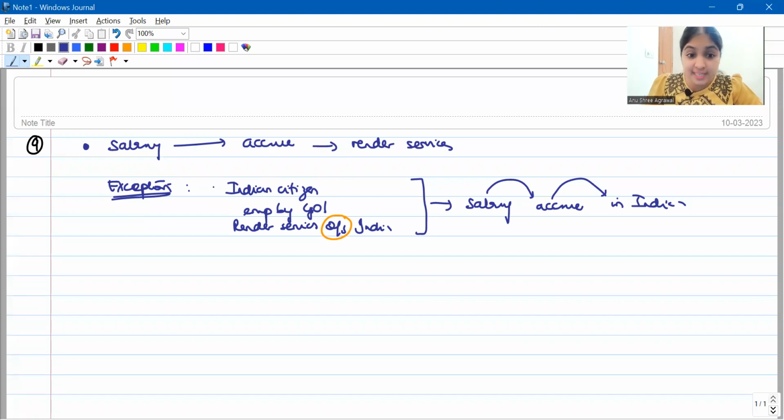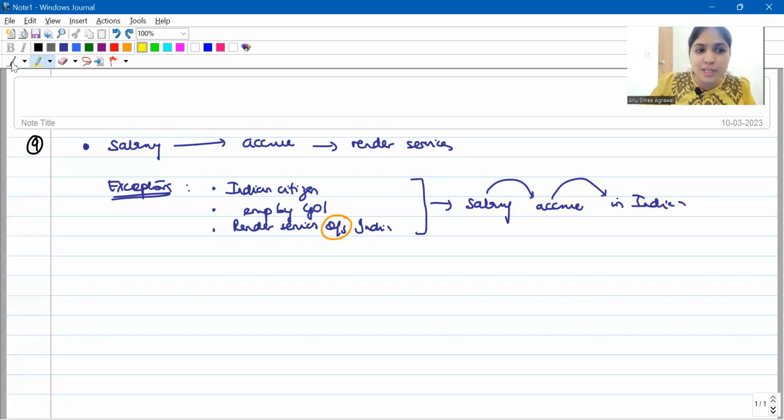If my assessee is an Indian citizen employed by the government of India, rendering services outside India, if all these conditions are fulfilled, then the salary income is going to accrue in India. Generally, where the service is rendered determines where the salary is accruing. So services are rendered outside India. So ideally, where is salary supposed to accrue? Outside India, right? But this is an exception. Even though the services are being rendered outside India, if I'm an Indian citizen and if I'm working for the government of India, even though the services are rendered outside India, the salary will accrue in India.